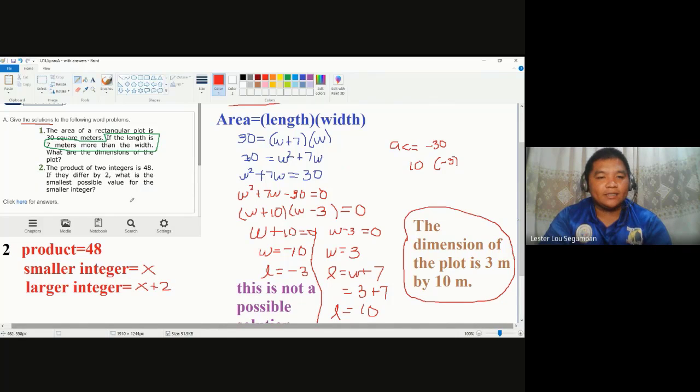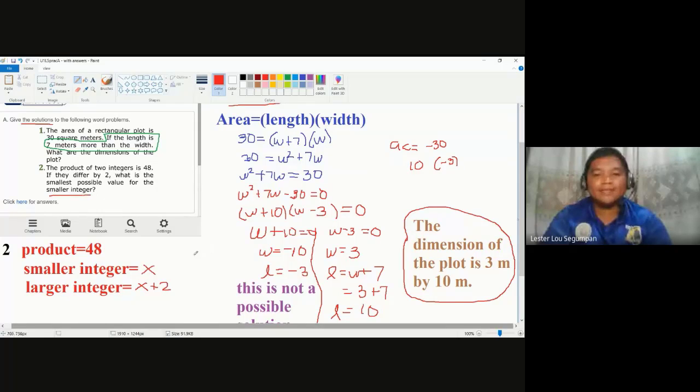Take note of what is asked. We are asked about the smallest possible value for the smaller integer. So we're just looking for the value of the smaller integer. No need to solve for the larger integer, but in solving for it, we are representing the larger integer as x plus 2. Let me place a separator here.